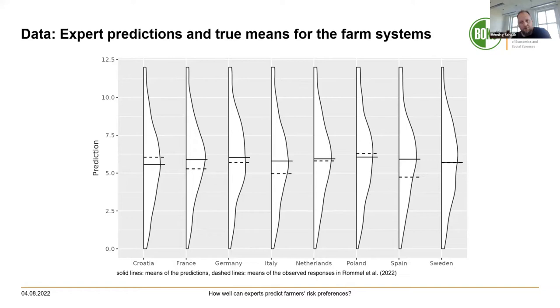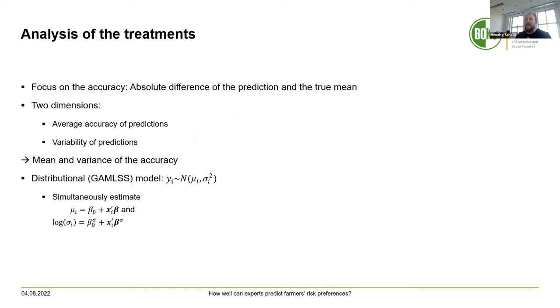With respect to the treatments, we focused on the accuracy, so the absolute difference of the prediction and the true mean. It's a bit counterintuitive: smaller values of the accuracy variable indicate more precise predictions. And there are 2 dimensions, the average accuracy of the prediction and, of course, the variability of the prediction. Or if you like to think of it in this way, how noisy the predictions are, how much randomness there is. So the mean and the variance of the accuracy are both of interest to us.